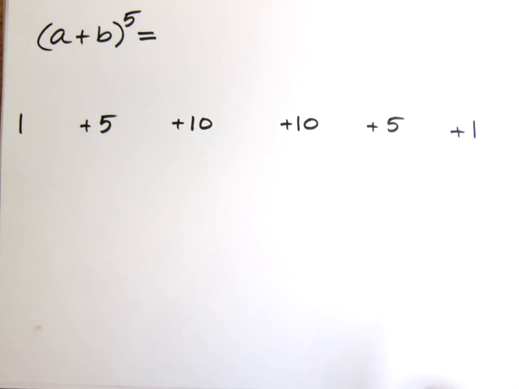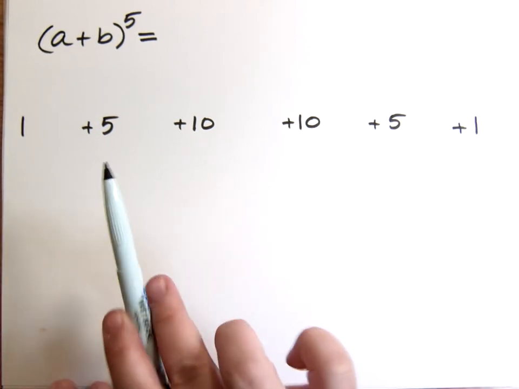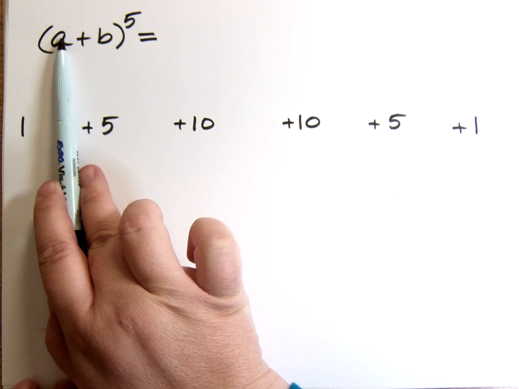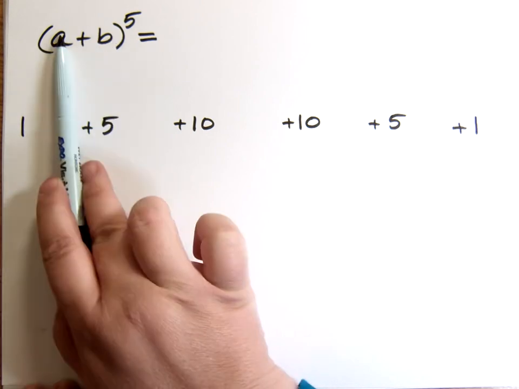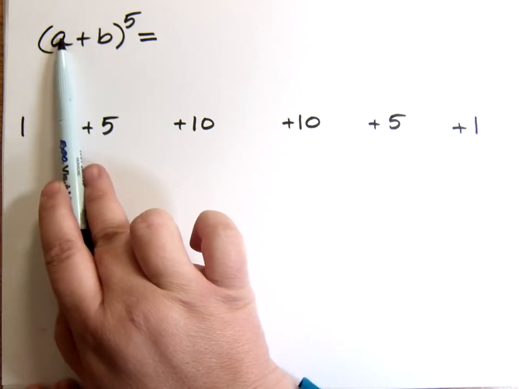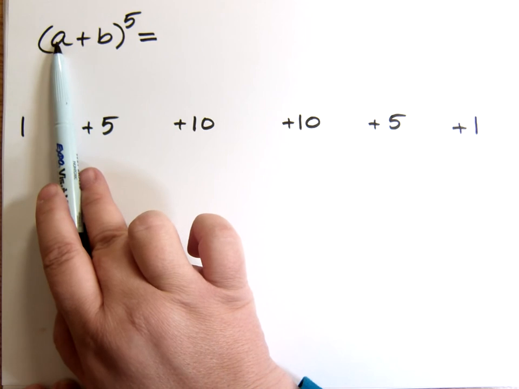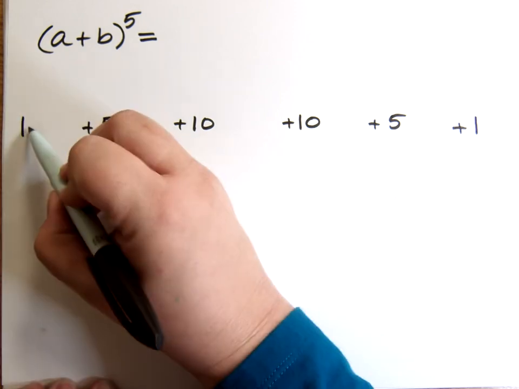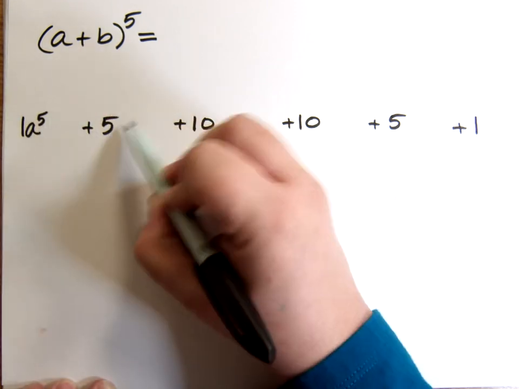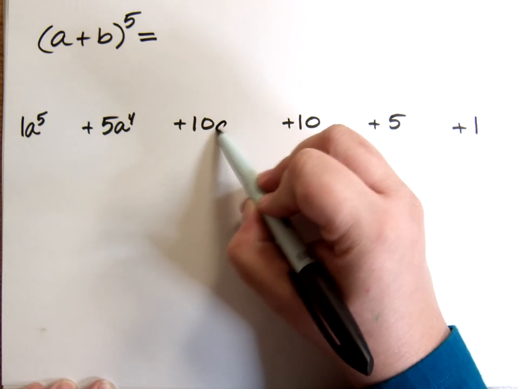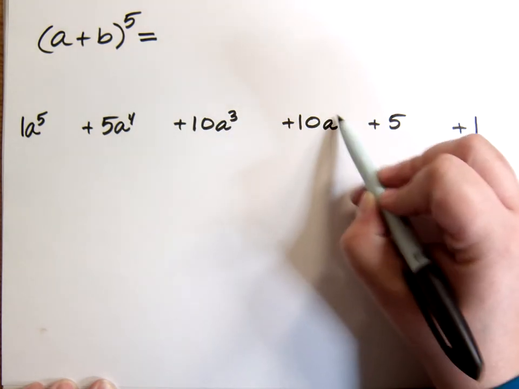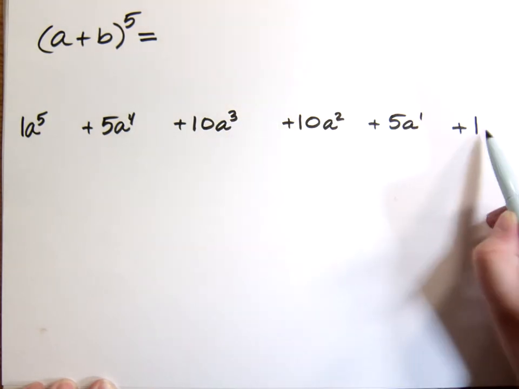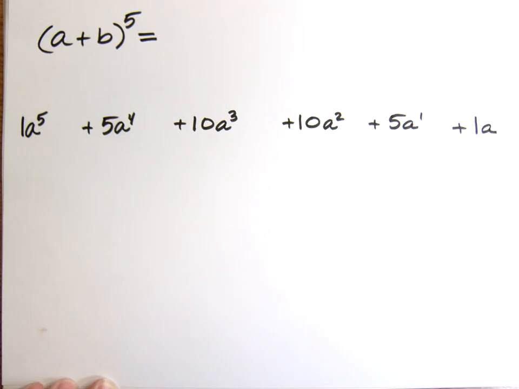All right, that's one pattern. There's two other patterns we need to deal with: the pattern for the first term and the pattern for the second term. The first term is going to start out at the highest power and work its way down. The second term starts out at the lowest power, which is 0, and works its way up. So we have a to the 5th, a to the 4th, 3rd, 2nd, 1st, and 0.